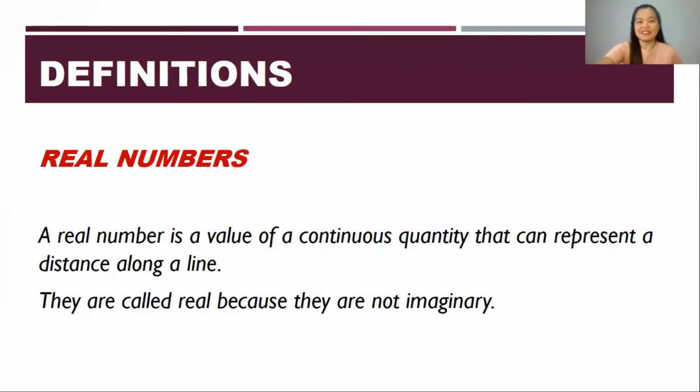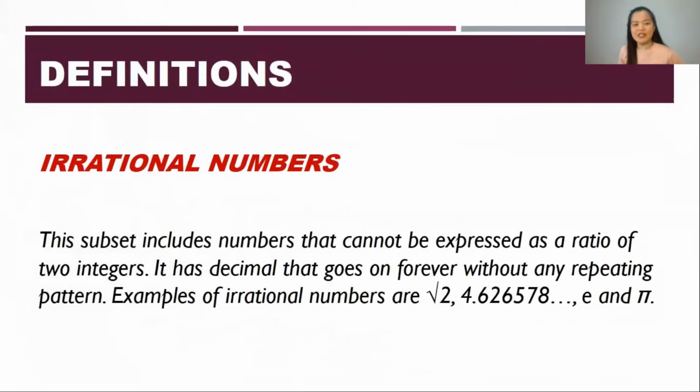Okay, so we also have irrational numbers. This subset includes numbers that cannot be expressed as a ratio of two integers. It can be a decimal that goes on forever without any repeating pattern. Examples of irrational numbers are the square root of 2, and we also have E and pi.